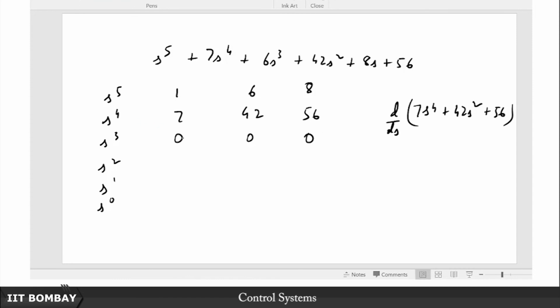So we are going to cut this out. The derivative is 28s cubed plus 84s. We are going to take this and replace the row of zeros with 28s cubed plus 84s. We can again scale this down, we don't want to deal with such clumsy numbers. So this is 1 and 3.